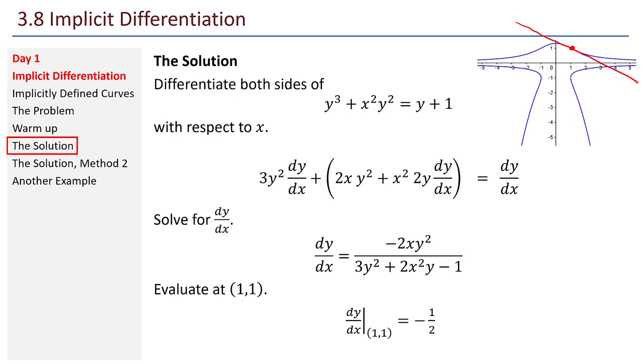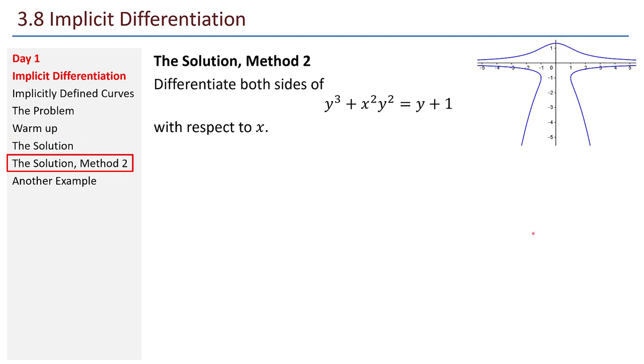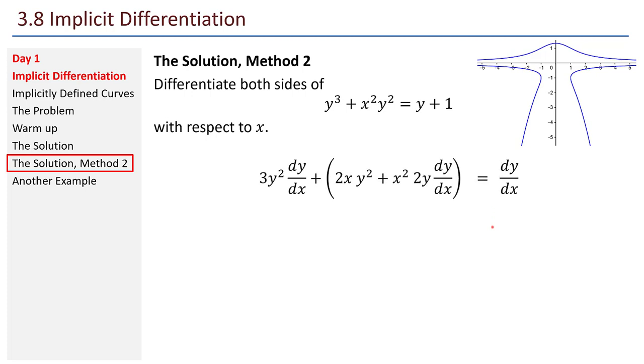Sure. Let me tell you about a different way of solving this problem that sometimes is computationally easier. So the same problem, but we'll do a different method of solving it. The solution, method 2. It begins the same way. Differentiate both sides with respect to x. There it is, still somewhat complicated, but now I can avoid a lot of algebra if I plug in x equals 1 and y equals 1 now.